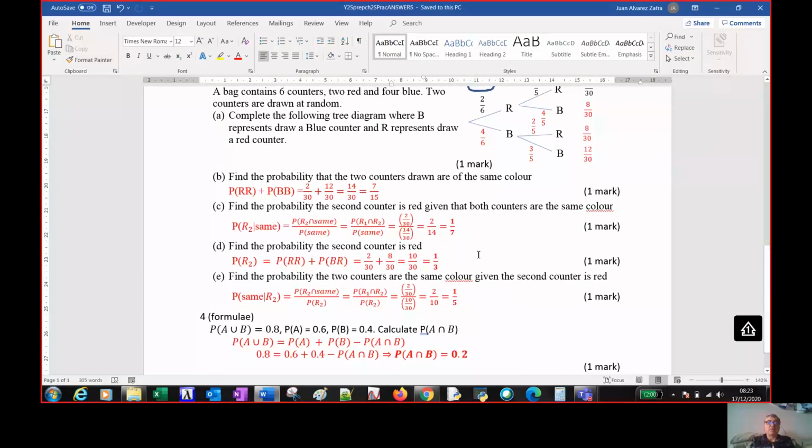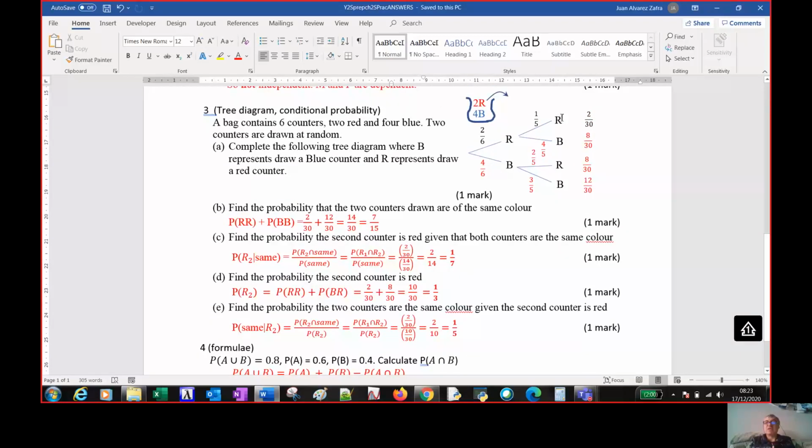Okay. Part D, a bit more practice. Find the probability the second one is red. Well, probability the second one is red is given here at the end of this root and here at the end of this root. But it isn't 1/5 and it isn't 2/5 because the 1/5 is the probability the second one is red given the first is red, and 2/5 is the probability the second one is red given the first one is blue.